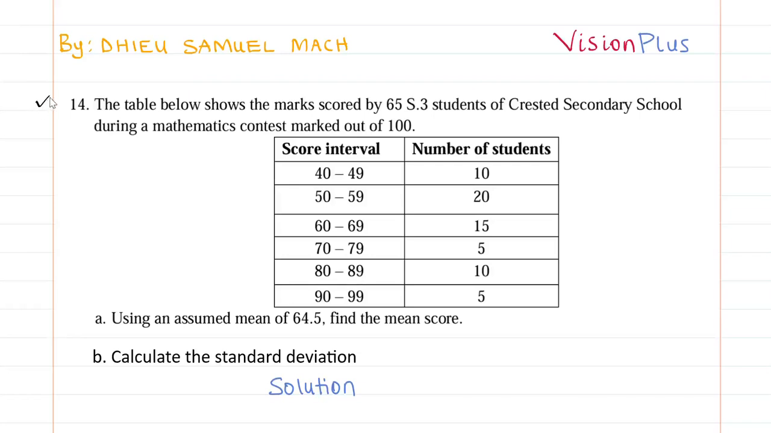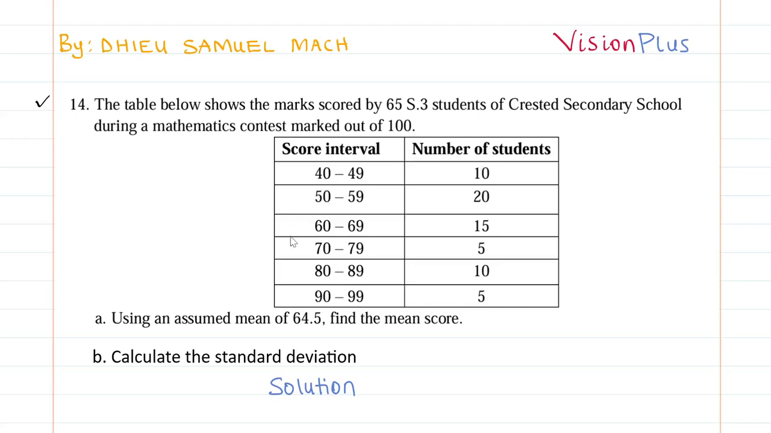Number 14 is a question from statistics, and it reads, the table below shows the marks scored by 65 senior 3 students of Crested Secondary School during a mathematics contest marked out of 100. The table has two columns. The first column is for the score interval. The second column is for the number of students.